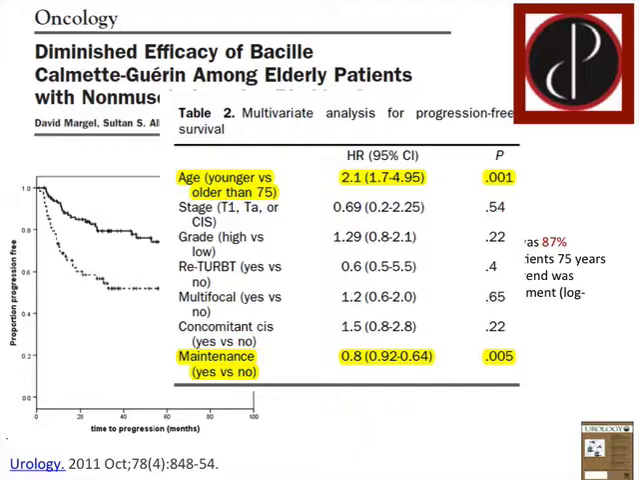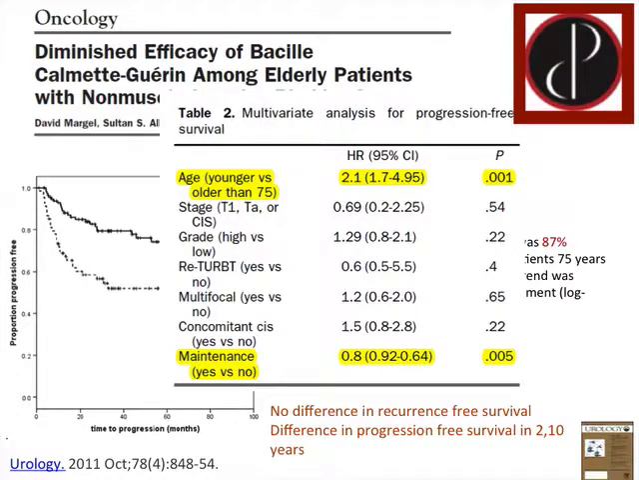And interestingly, they just found age and maintenance therapy as a predicting factor for progression-free survival. So no difference in recurrence-free survival, but difference in progression-free survival.